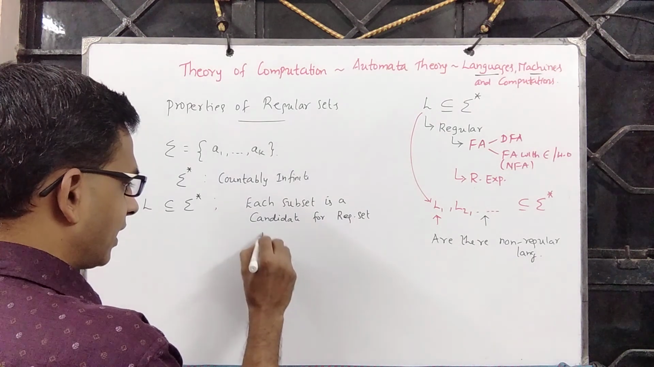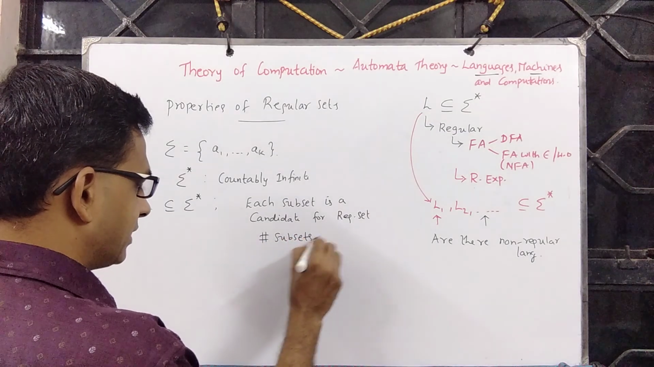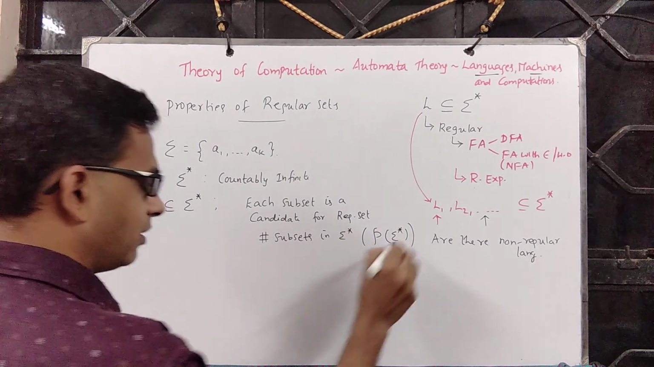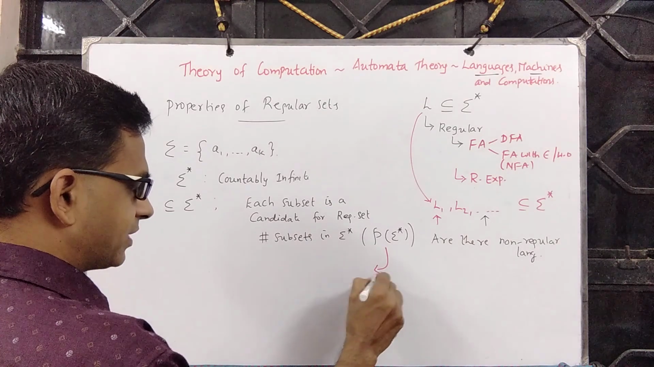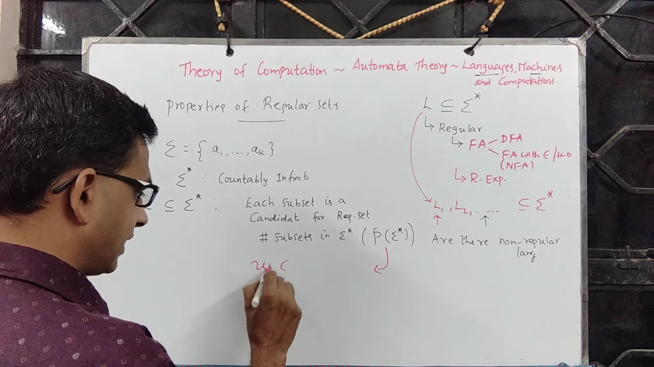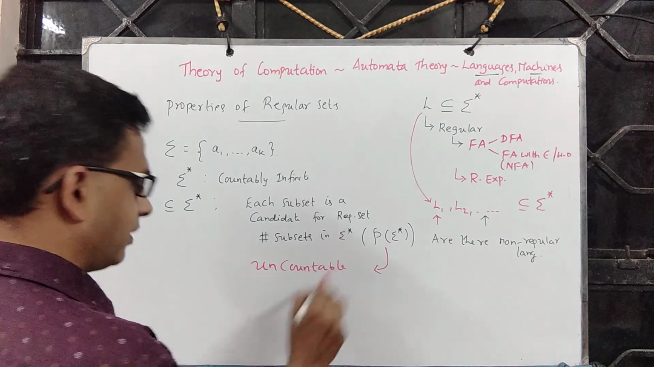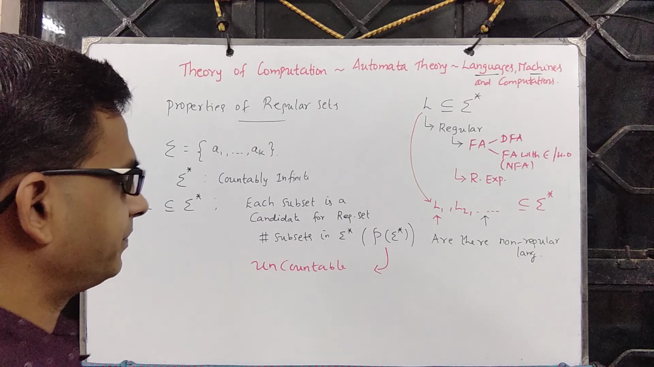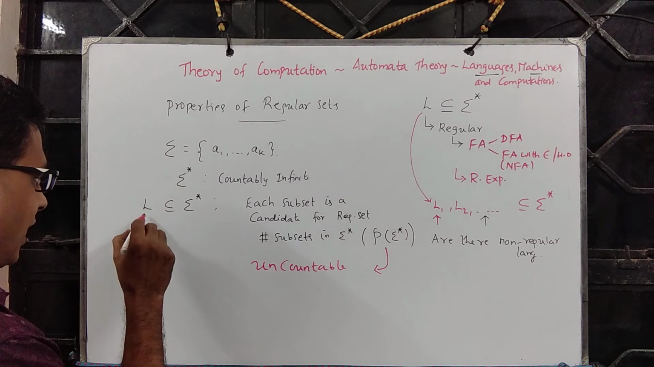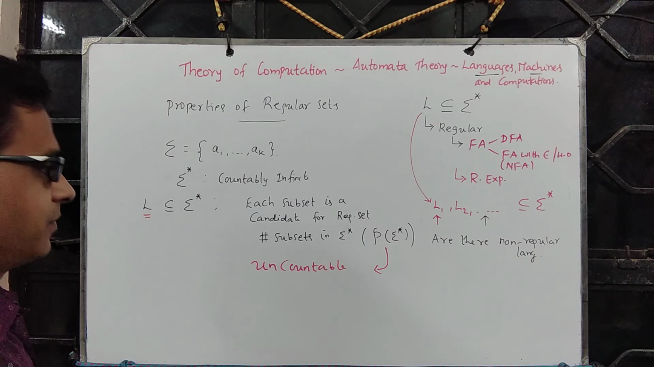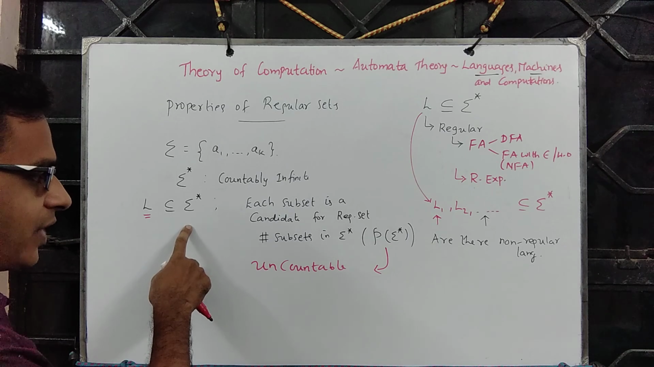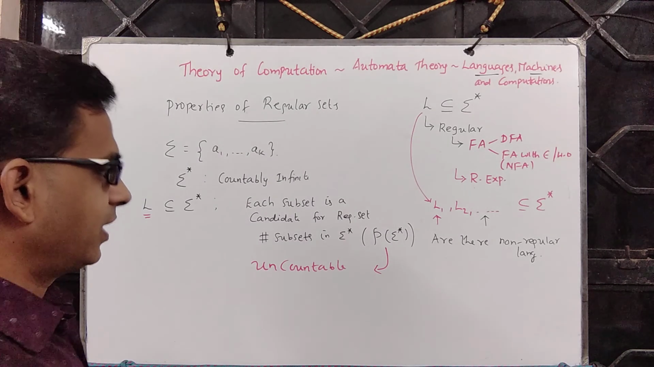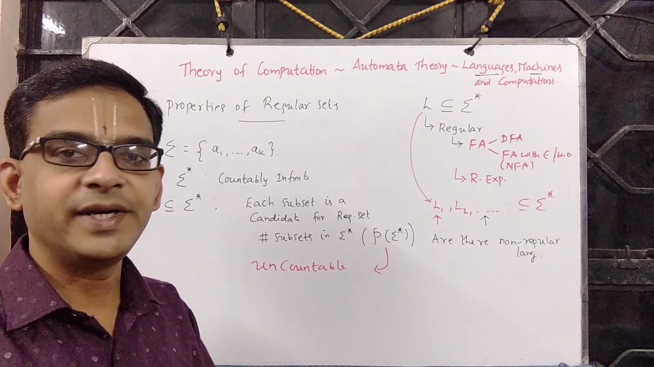and that shows that the number of subsets in sigma star is precisely the power set of sigma star. Again, discrete math tells you that since sigma star is countably infinite, the power set of sigma star is uncountable. So there are uncountably many languages in sigma star. Some of them are regular, some of them may not be. That there are non-regular sets, let's formally establish.